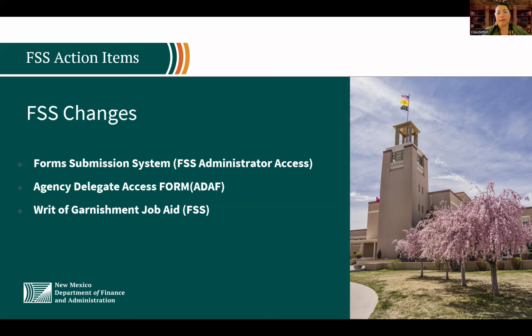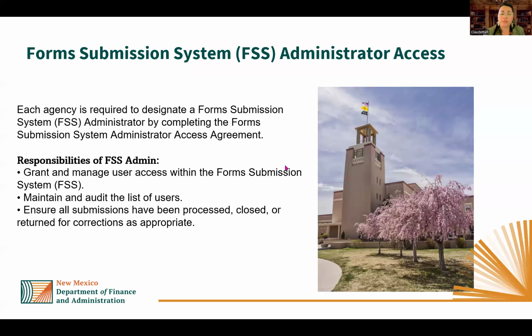Thank you, Audrey. Good afternoon, everybody. Claudette Romero here. I'm going to go over a few changes that we have in FSS. Specifically, we have form submission system, FSS administrator access, agency delegate access, and writ of garnishment that we're going to go over. Our form submission system administrator access.